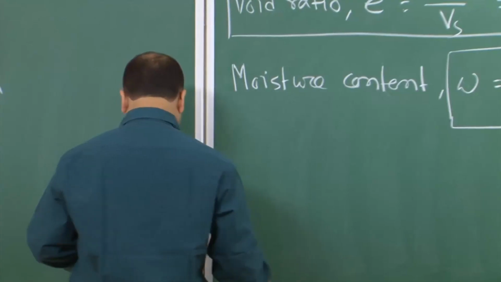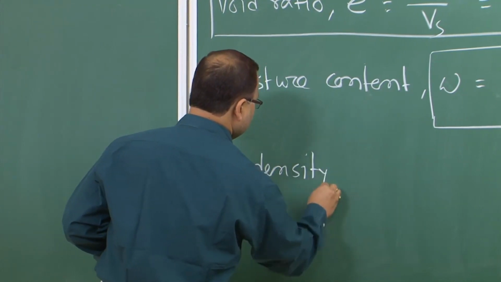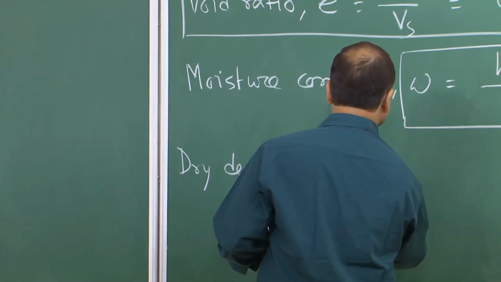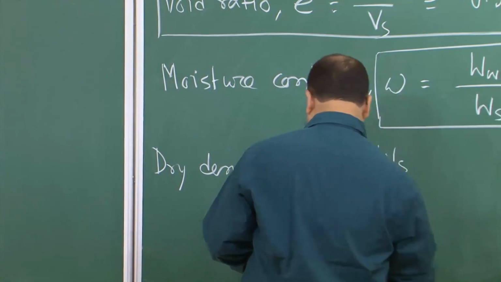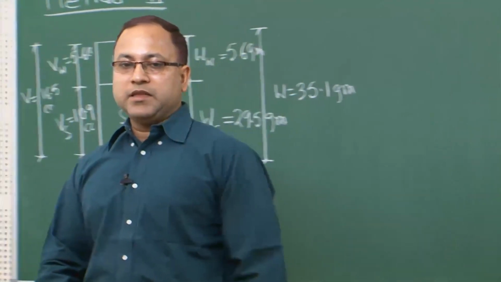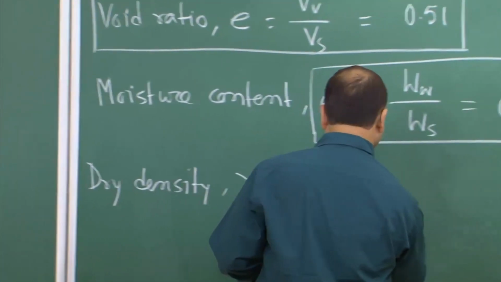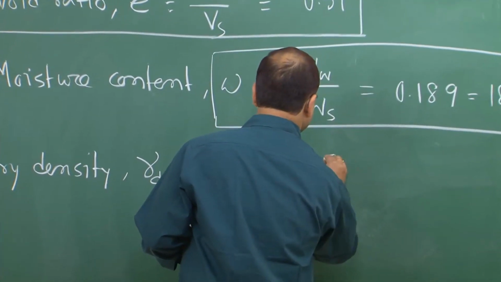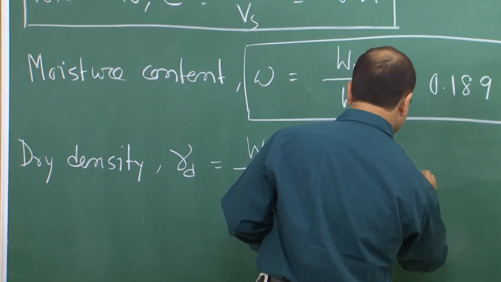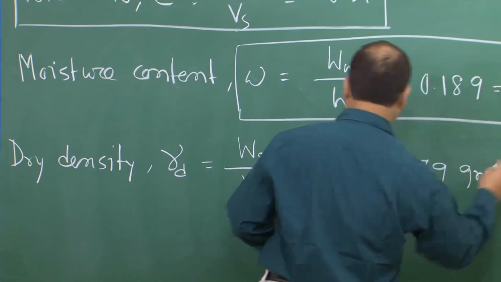Okay. Now find out the dry density. Gamma D is equal to Ws by V, very simple. Ws is the weight of solids divided by the total volume. That is your gamma D, and if you put in the values, 29.5 by 16.5, it comes to 1.79 gram per cc.